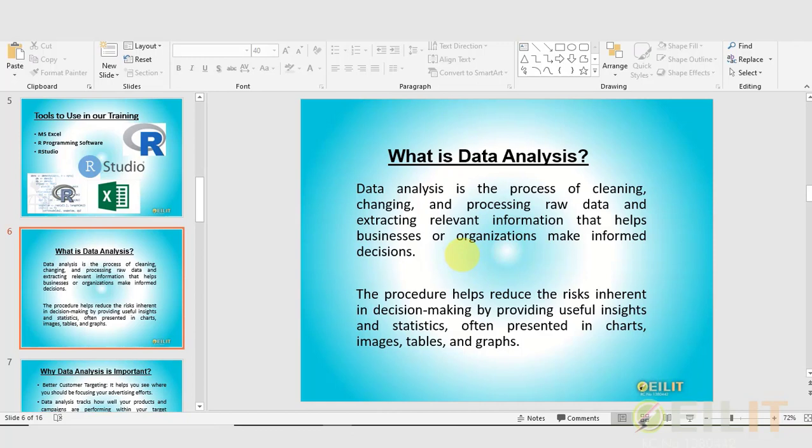So the first thing we need to consider in our training process is, what is data analysis? Data analysis is the process of cleaning, changing, and processing raw data and extracting relevant information that helps businesses or organizations to make informed decisions. First, look at the word data and then analysis. Analysis is like investigation. When you want to make an investigation about a particular concept, you conduct analysis.